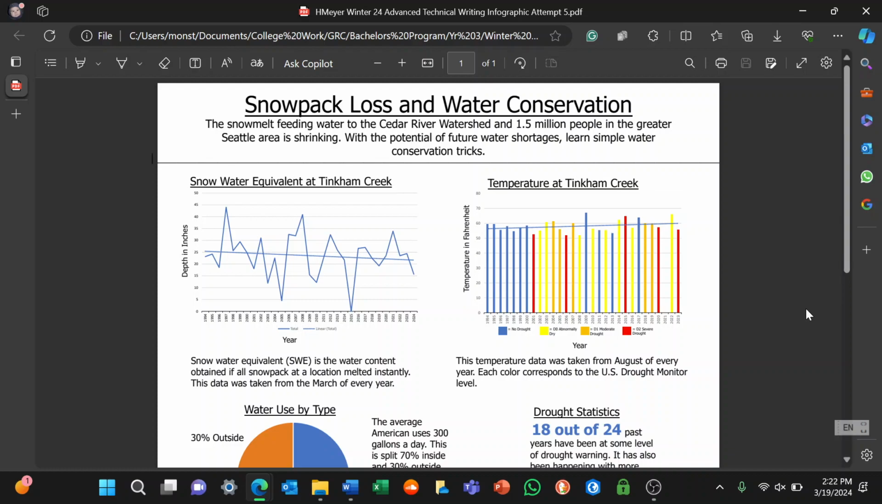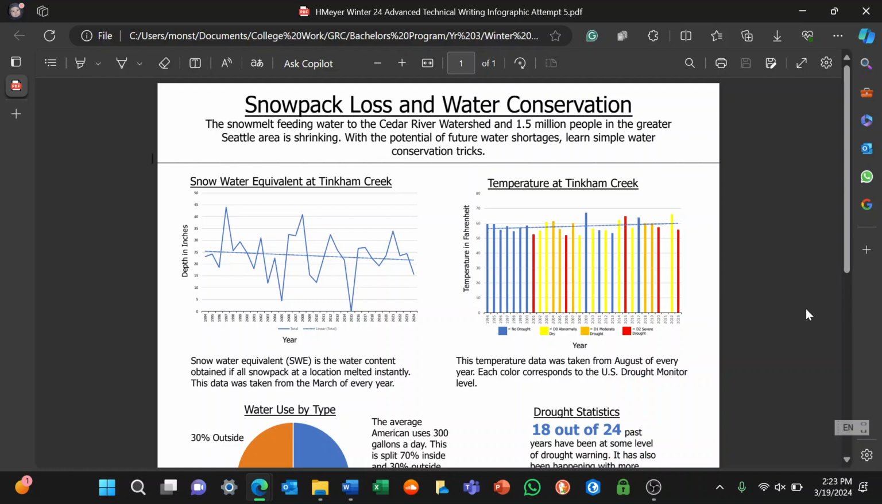With the hotter temperatures we've been getting over the years in general, it has been negatively affecting the snowpack level at the Cedar River watershed, which feeds the greater Seattle area. It's important for citizens to understand how this is happening and what they can do to conserve water if they need to. For my title, I went with Snowpack Loss and Water Conservation.